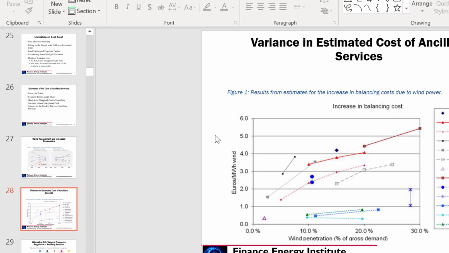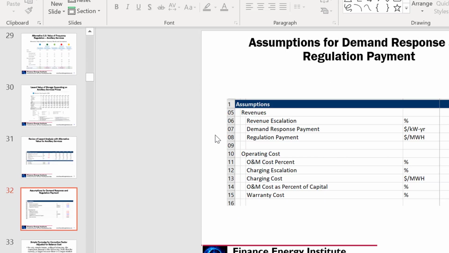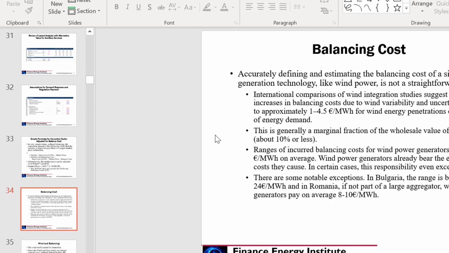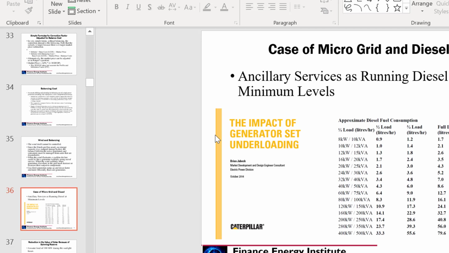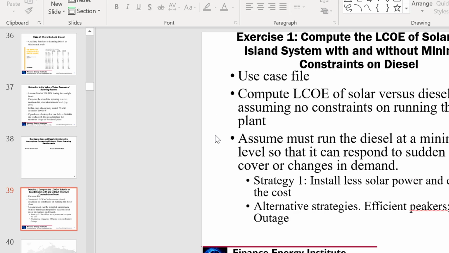All right, and then the questions. There are a whole bunch of questions about how much it really costs for these ancillary services. Okay, and now we go through the rest of it. I didn't finish some of this.